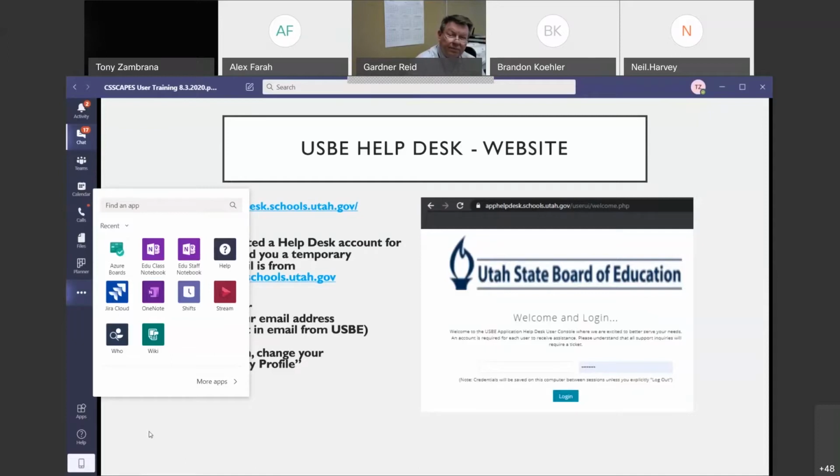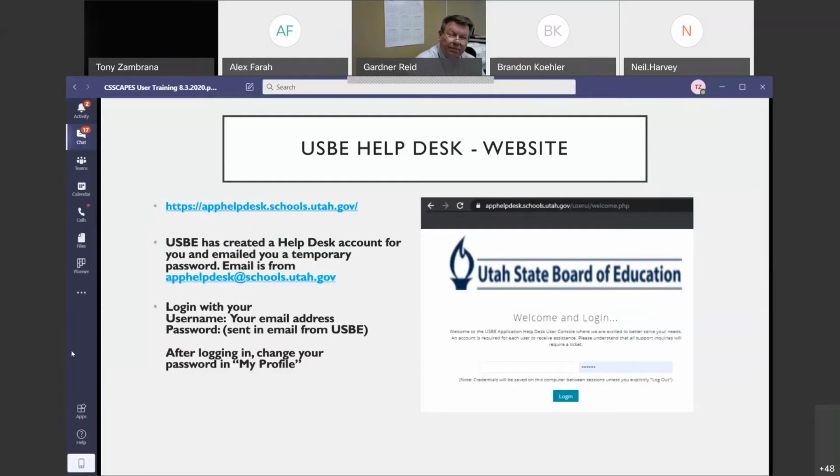Okay, so. Oops. Apologize for moving that. No, that's perfect. So let's go over the help desk website really quick. Once again, this is where you place a ticket. And so the web address is listed there, the app help desk.